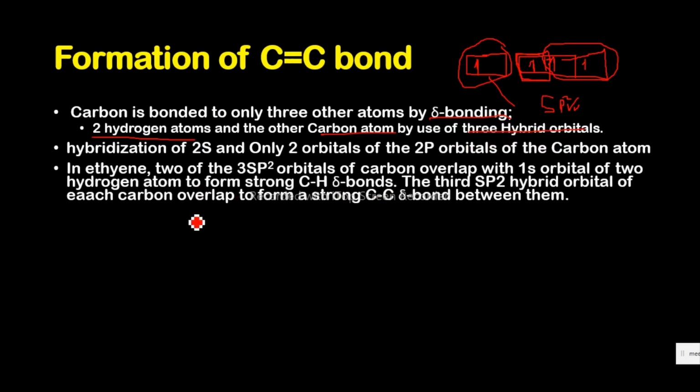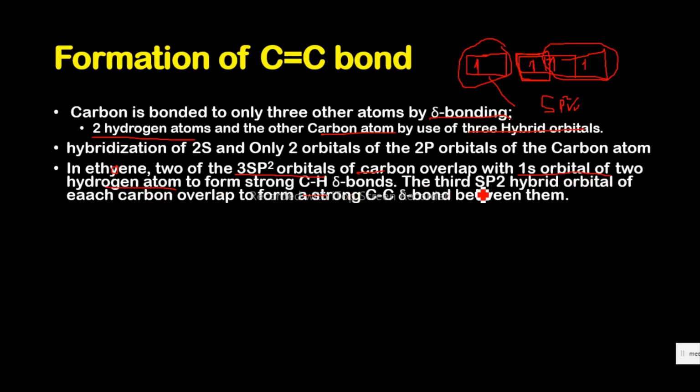Now this is okay. Let's go through it. In ethene, two of the three sp2 hybridized orbitals of carbon overlap with the s orbital of the two hydrogen atoms to form the carbon-hydrogen sigma bond. Yes, we talked about this.